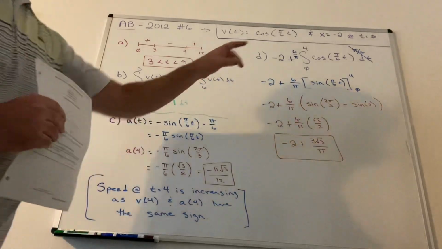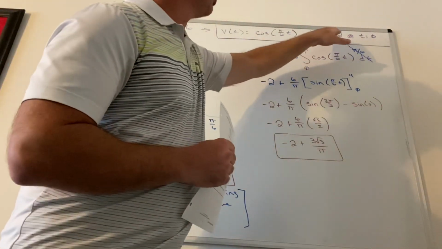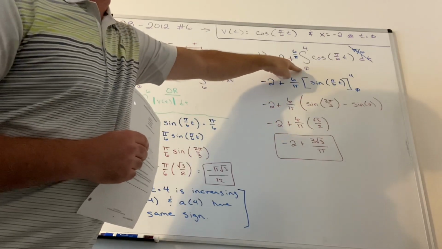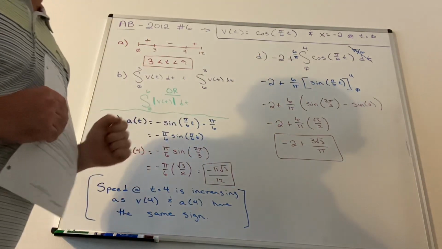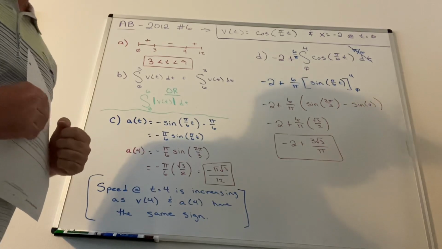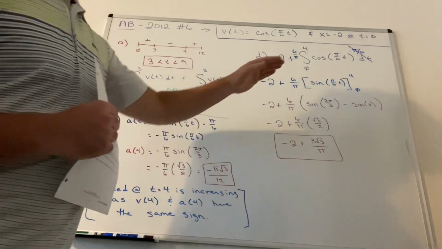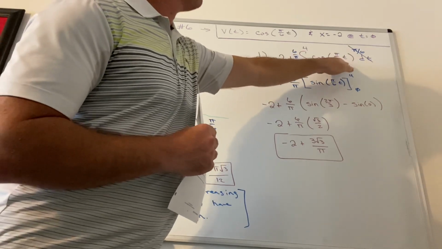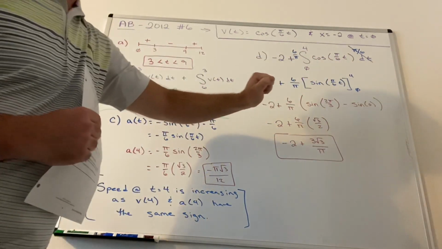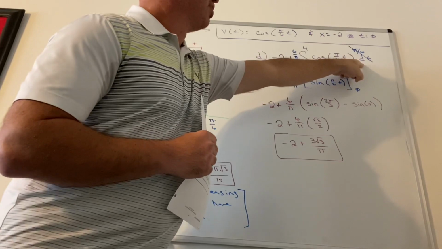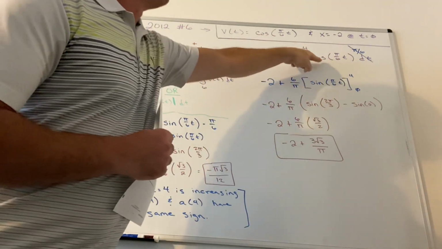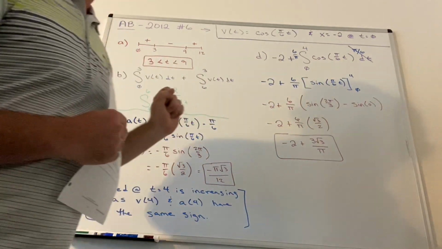And then part D: find the position of the particle at time 4. So we have an initial condition. The position is negative 2 at time 0, and the way that you go from velocity to position is by integrating. So I'm integrating cosine of pi over 6 t. I have a u-substitution here, and I chose the shortcut. There's the derivative of the inner function, there's the balance, and cosine integrates to sine.